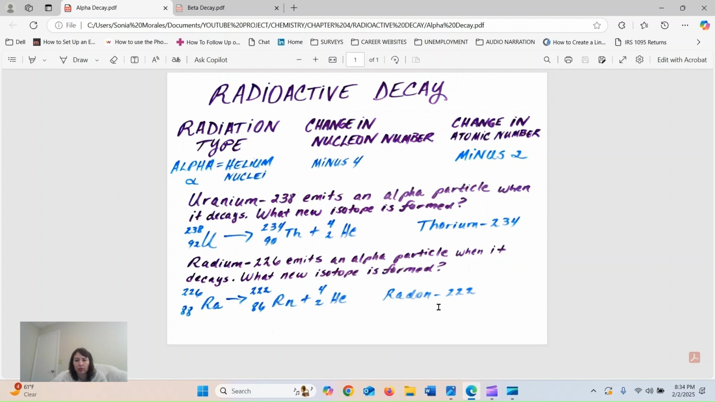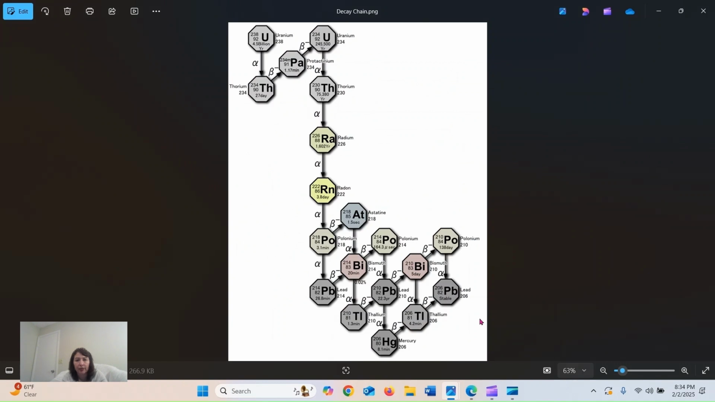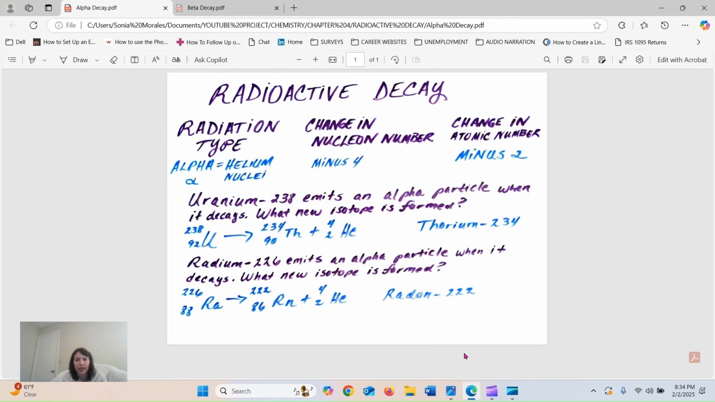So you go back to this decay chain. Here's radium-226, and the new isotope formed is radon-222. And once again, once you go through this whole decay chain, the most stable isotope formed is lead-206. So that's alpha decay.